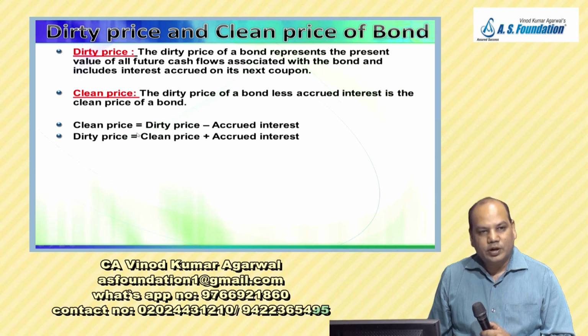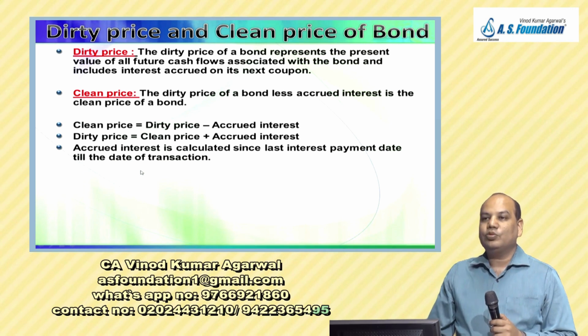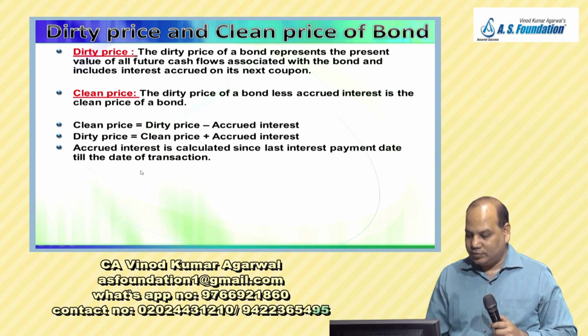Sometimes they may ask you to find clean price. Sometimes they may ask you to find dirty price. Dirty price is clean price plus accrued interest. Then your question will be how to compute the accrued interest.